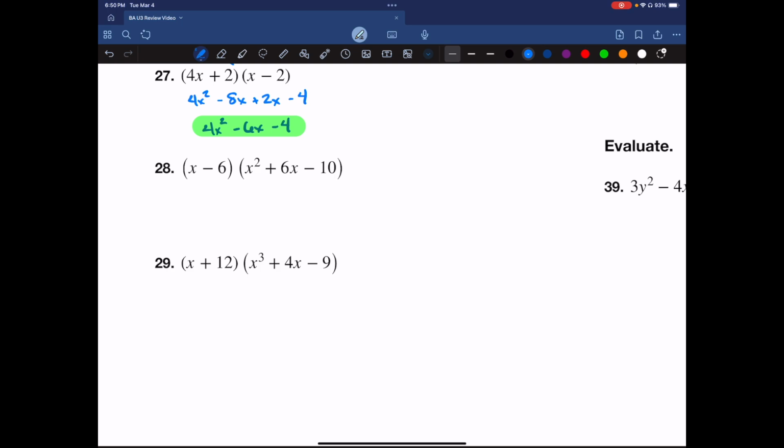All right. Here, I'm going to take the x and give it to everything. x times x squared is x cubed. x times 6x is 6x squared. x times negative 10 is negative 10x. Negative 6. Now you're through with the x, so let's move on to the negative 6. This is going to be minus 6x squared, minus 36x, plus 60. Now, you'll notice that I have a plus 6x squared and a minus 6x squared. Those are going to fall out. I have like terms for the x's too. So this is going to be x cubed minus 46x plus 60.